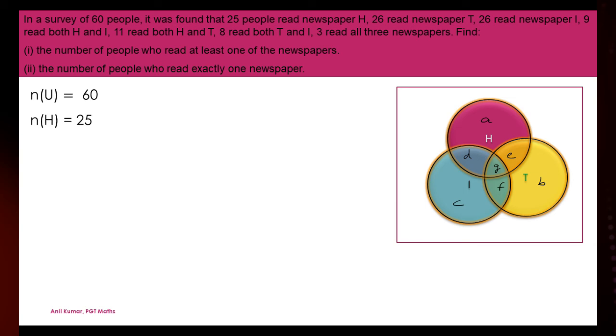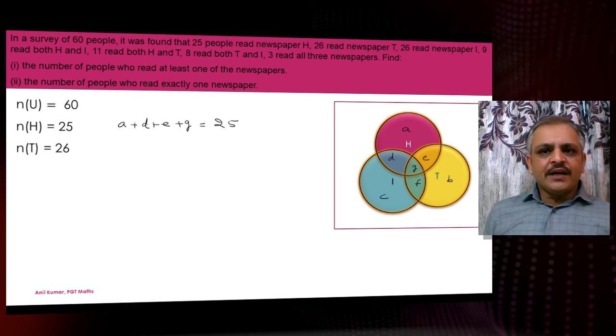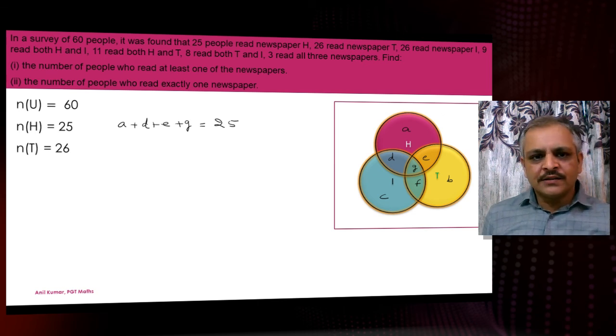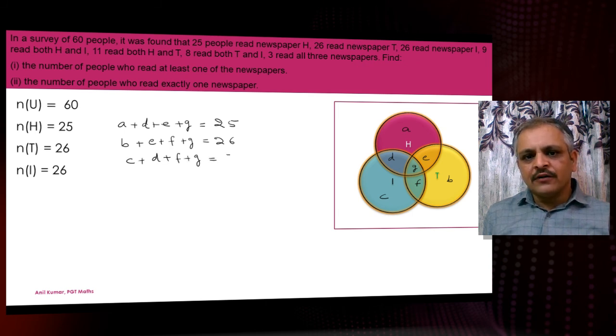Number of people who read newspaper H is 25. So H comprises of these 4 types of disjoint sets: A plus D plus E plus G. So that is given 25. Number of people who read T is 26. So that T yellow set, you can see which disjoint sets it has: B, E, F and G. So this is 26. Next, similarly this I, this blue circle, comprises of C plus D plus F plus G, and this is 26.